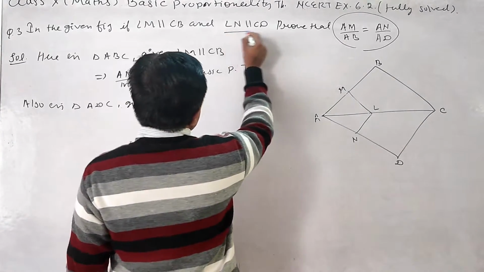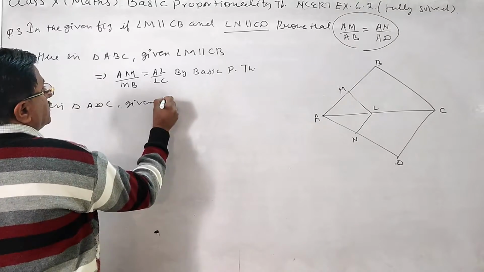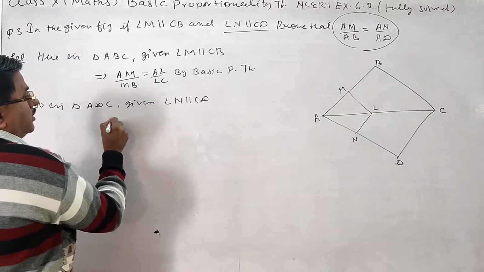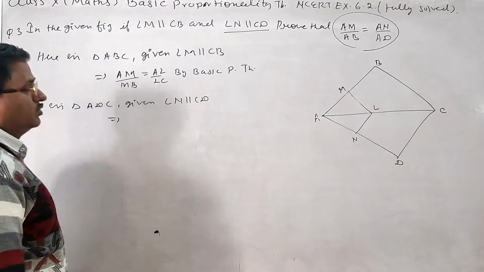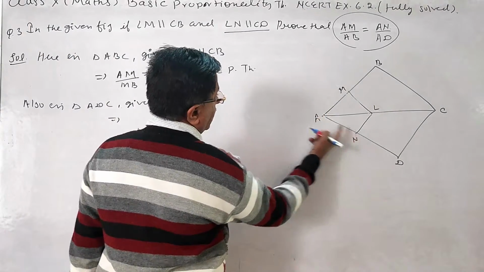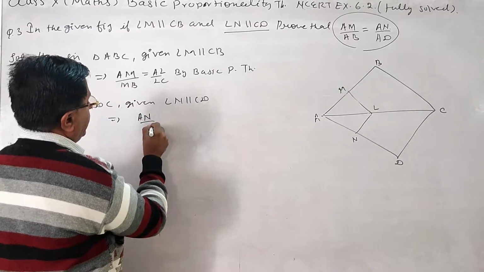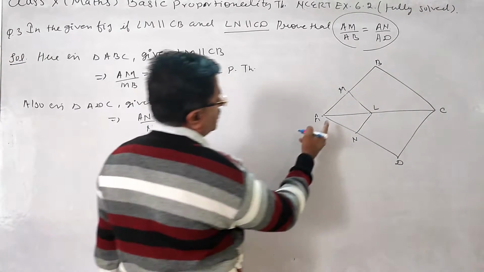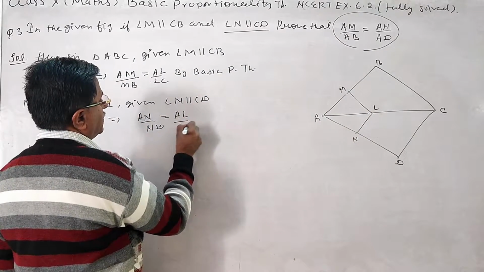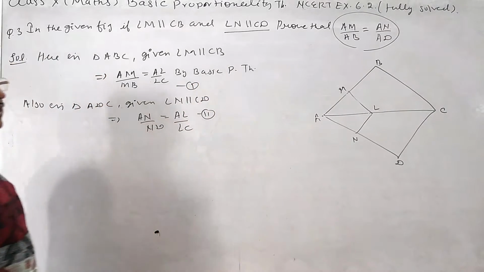Here in this triangle we are given what? LN parallel to CD. Given LN parallel to CD. So here also we use the basic proportionality theorem, that is AN upon ND equal to AL upon LC. Now dear student, you can see equation 1 and 2.